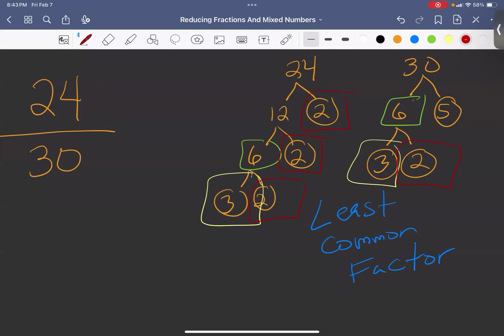If I used 2 as the number to divide by, I would get 12 over 15. But I could still divide 12 over 15. If I use 3, I would get 8 over 10. But I could still divide 8 over 10 by 2. So that won't work.